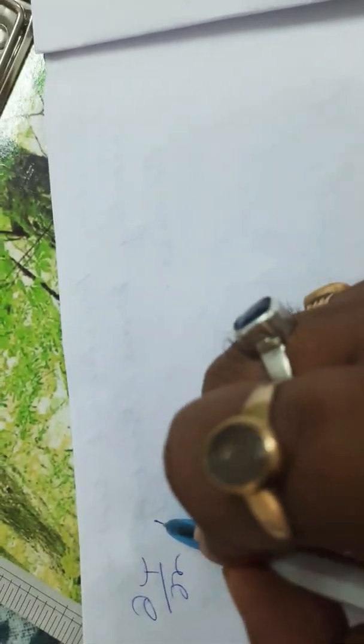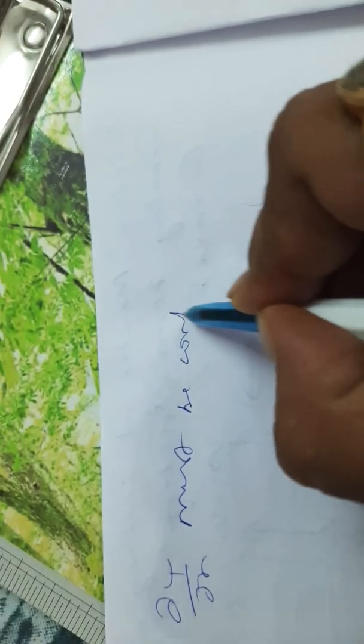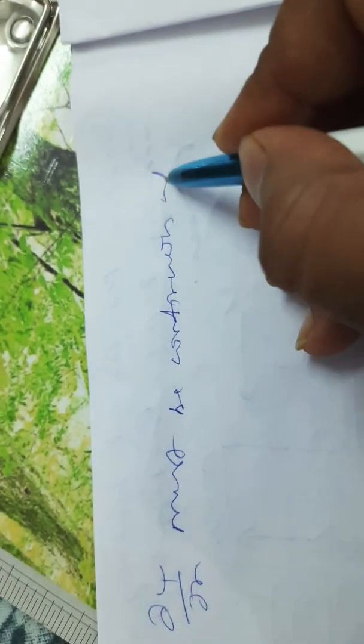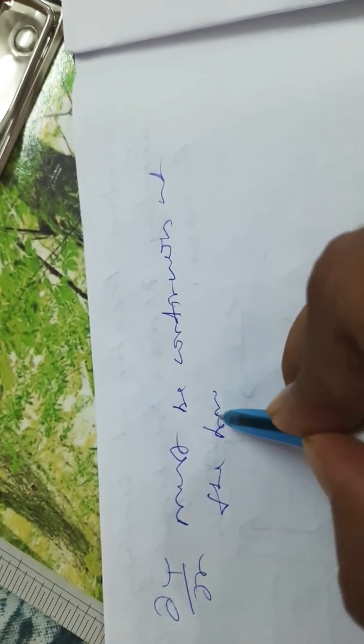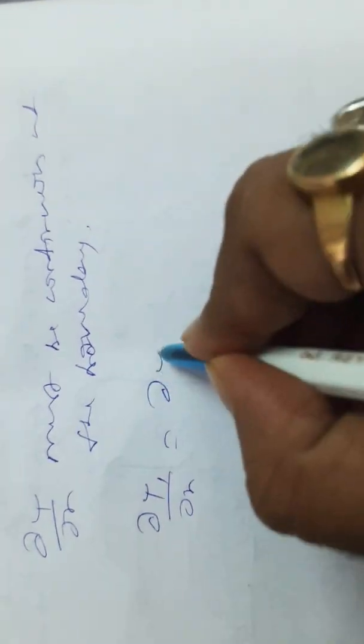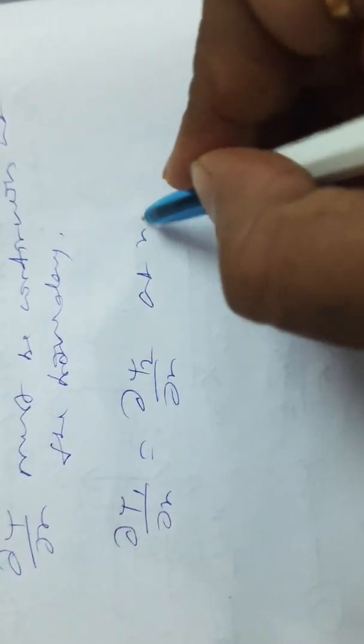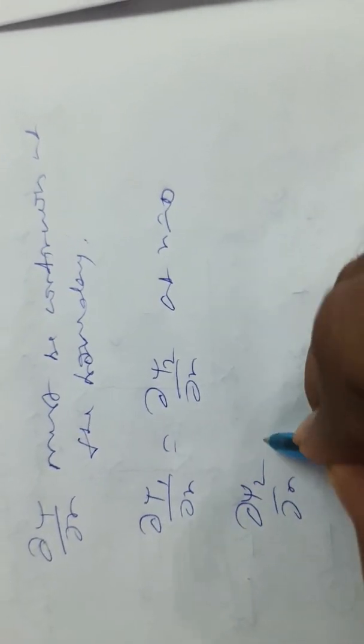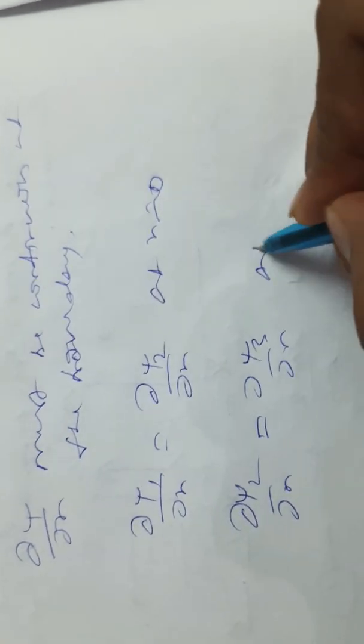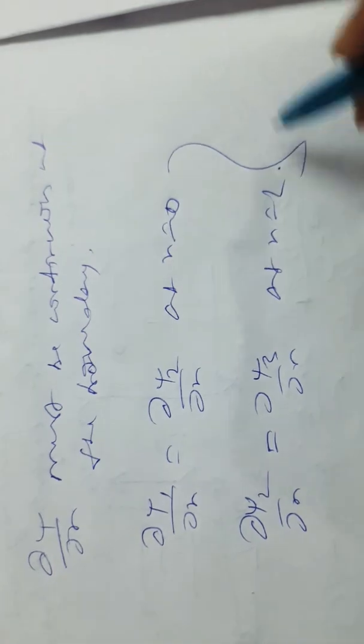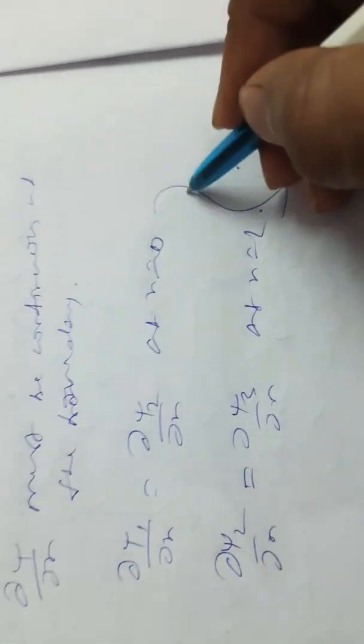Similarly, the other condition is that del psi by del x has to be continuous at the boundary. Therefore we'll write del psi 1 by del x is equal to del psi 2 by del x at x equal to 0, and del psi 2 by del x is equal to del psi 3 by del x at x equal to L. So again this will be our equation number 9.